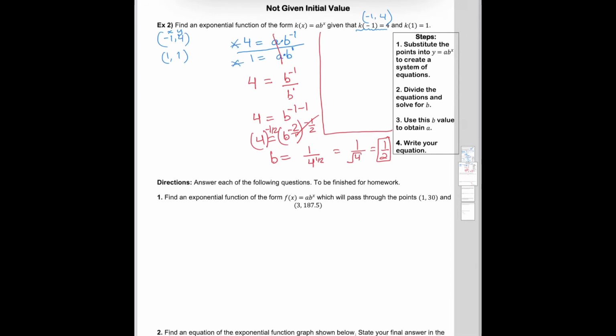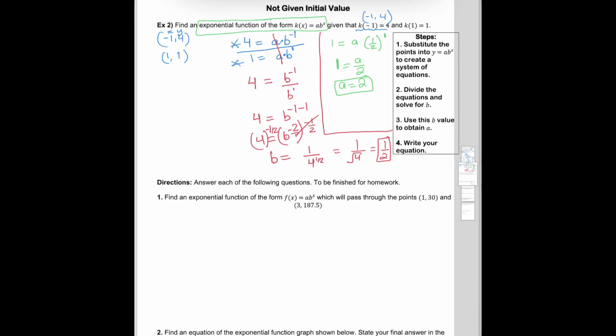I can take my B and substitute in any of the 2 equations. Doesn't matter. I'm going to take the second one, looks much easier. So I'm going to do 1 equals A times 1/2 to the first power, which is what? A over 2 equals 1. Multiply both sides by 2, which is A is equal to 2. So you got A is 2.